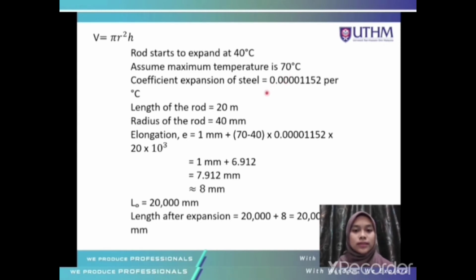The coefficient of expansion of steel is 1.152 times 10 to the power of negative 5 per degree Celsius, and the length of the rod that we use is 20 meters, while the radius of the rod is 40 millimeters. So the elongation is 1 millimeter, which is the minimum gap left when the expansion of the rod is maximum, plus the difference of the temperature, which is 70 minus 40, times the coefficient of expansion of steel. So we get that the elongation is approximately 8 millimeters. So the length of the rod before the expansion is 20,000 millimeters, and after the expansion is 20,008 millimeters.